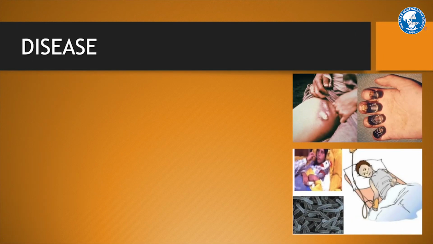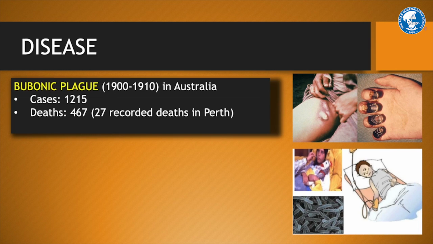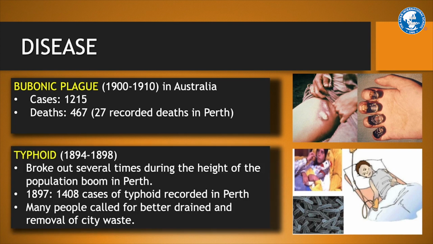Okay, so next, disease. Bubonic plague reached Melbourne in 1900, and it was a part of an international outbreak of the disease. So, in Melbourne, there were about 1,215 cases and 467 deaths, and 27 recorded deaths in Perth. Another one was typhoid between 1894 to 1898. This broke out several times during the height of the population boom, or increase, in Perth. And in 1897, there were 1,408 cases of typhoid recorded in Perth. And from then on, many people called for better drains, proper removal of city waste.